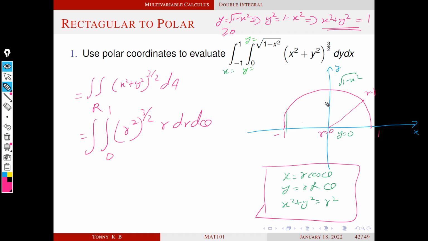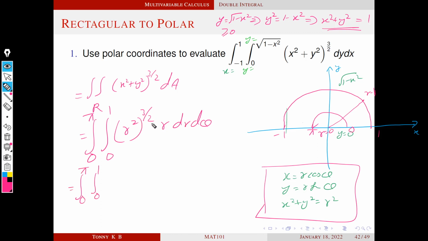Then to cover this semicircular region, what is the range of theta? Theta is the angle from the positive x-axis, so theta should vary from this point to this point. Then only this line segment covers the entire semicircular region. So theta is varying from 0 to pi. This is the corresponding representation of this double integral in polar coordinates.